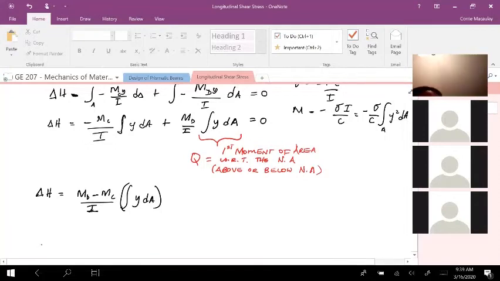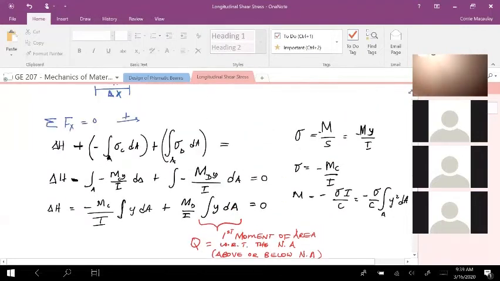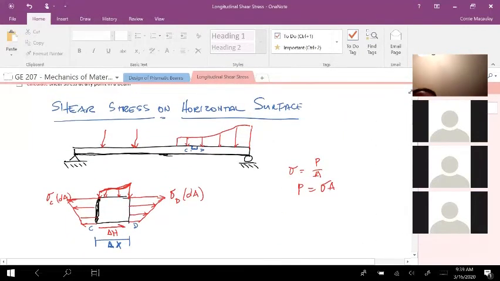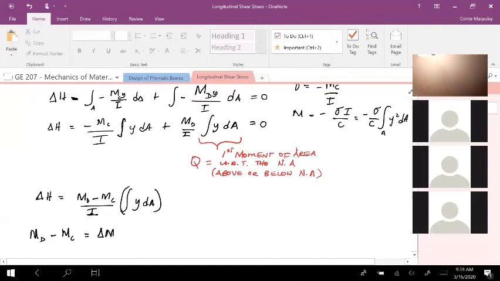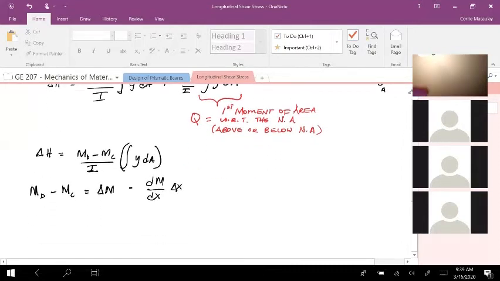Now I just want to look at Md minus Mc. It's just a change in the moment going from C to D. If we go back up to the beam, it's the change in the moment going from here to here. So we call it the change in moment, delta M. I can also write that as the derivative of M with respect to x, times delta x. If I write it in this form, what is the derivative of M with respect to x?